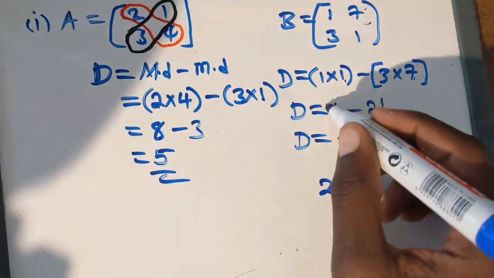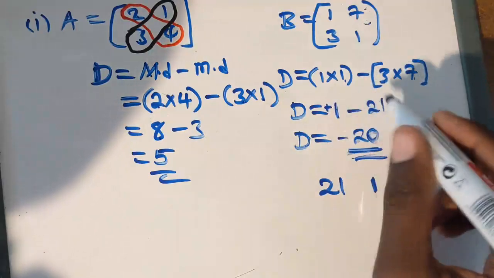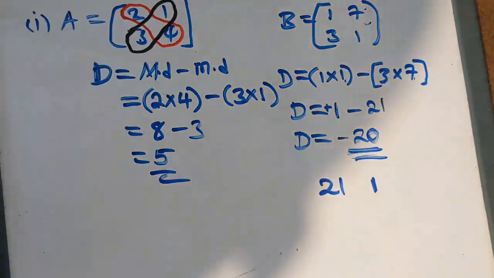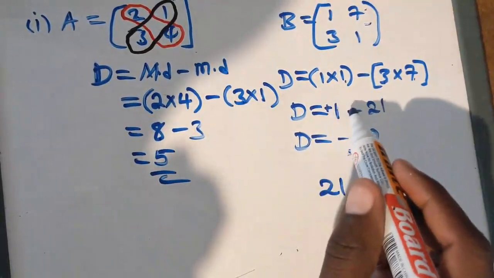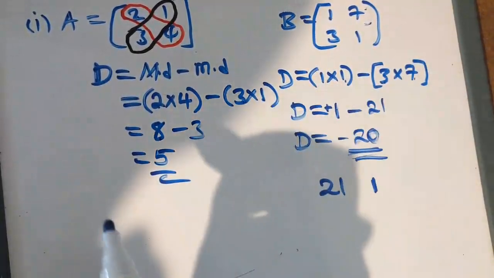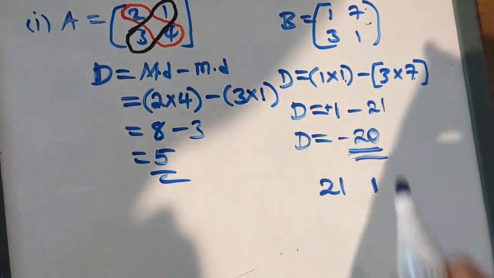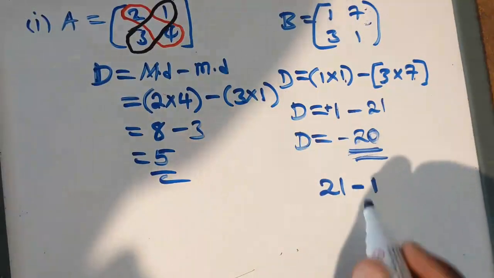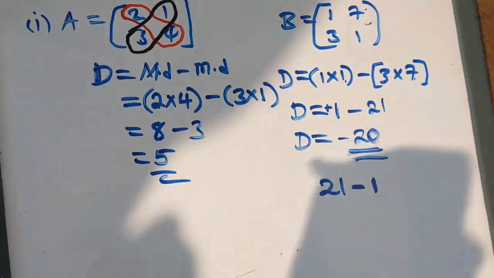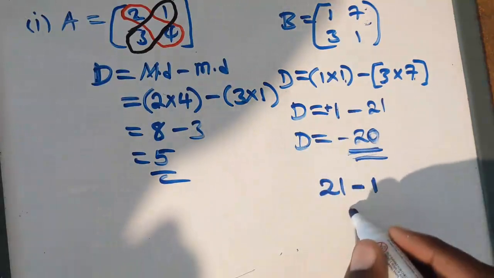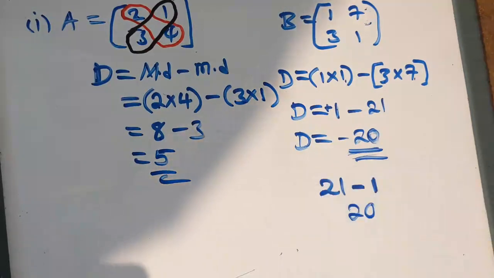There is positive 1, and the negative what? Negative 20. So what do you do here? You multiply positive times negative. What is positive times negative? It will give you negative. You put it here. Then you say 21 minus 1, you are going to have 20, like that.